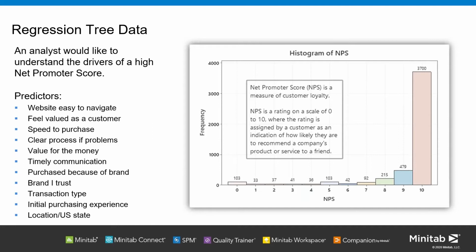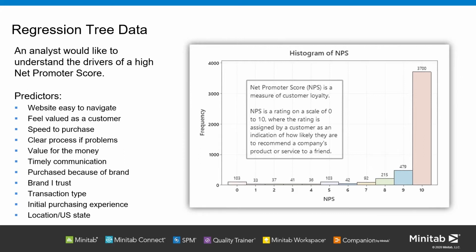So our first data set is for our regression tree. This data is from an analyst that would like to understand the drivers of a high Net Promoter Score. And Net Promoter Score, you can see a description there to the right. It is a score that measures customer satisfaction on a scale of 0 to 10. Customers were asked how likely they are to recommend the company's services. Right? And we're going to make a prediction about Net Promoter Score based on the predictors that you see listed on the left-hand side there.